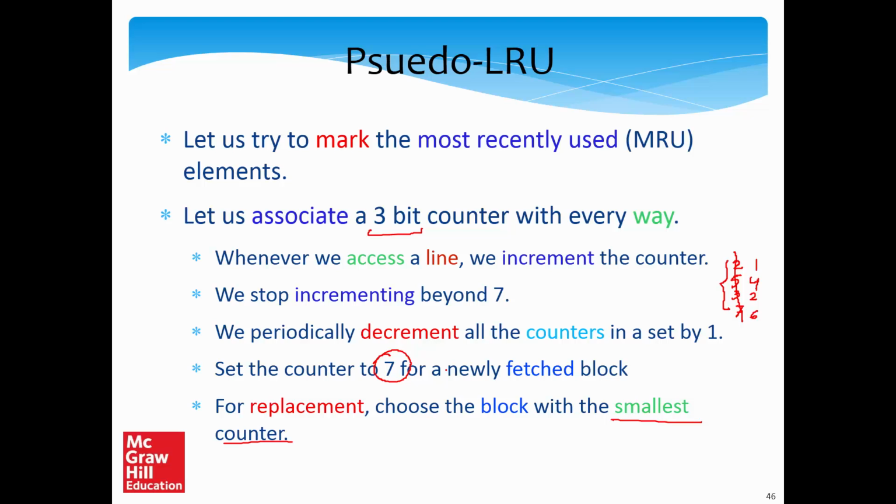So pseudo-LRU is very popular. It is very commonly used, and it has a lot of benefits associated with it. It is known to be one of the best replacement schemes. And the idea is very simple. We have a logic for incrementing. Whenever we access, we increment. Don't go beyond 7 in this case. Periodically, we decrement because unless we do that, all the counters will remain at 7. Whenever a block comes in, it comes in with the highest priority, which is 7. And for replacement, we choose the block with the lowest counter. The lowest counter means in the past it has hardly been accessed.